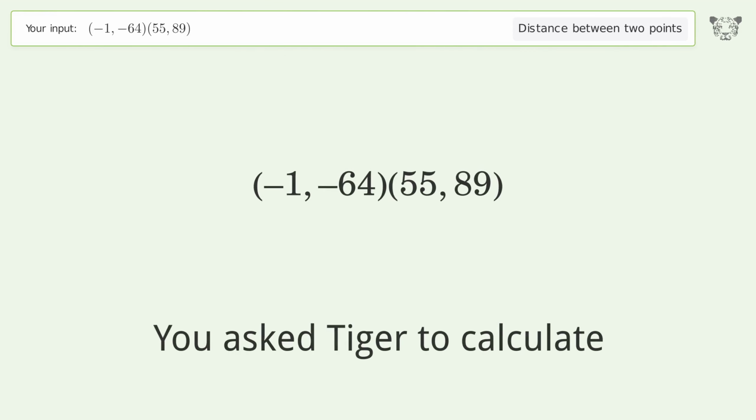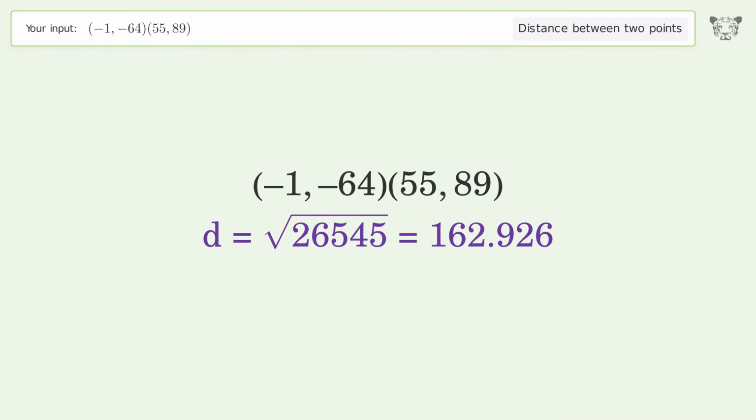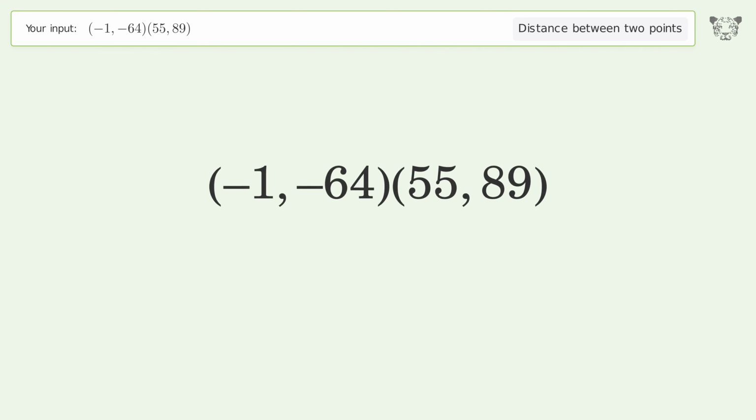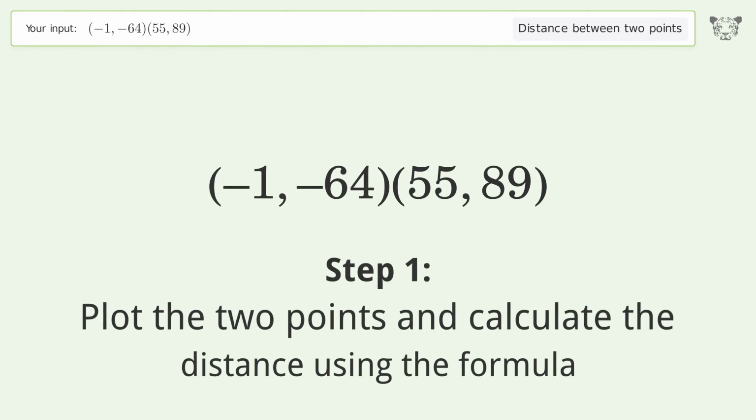You ask Tiger to calculate. This deals with the distance between 2 points. The distance between the 2 points is the square root of 26,545 or 162.926. Let's solve it step by step. Plot the 2 points and calculate the distance using the formula.